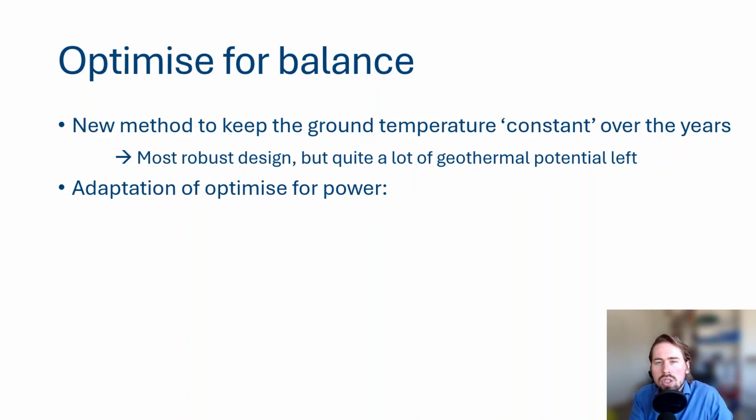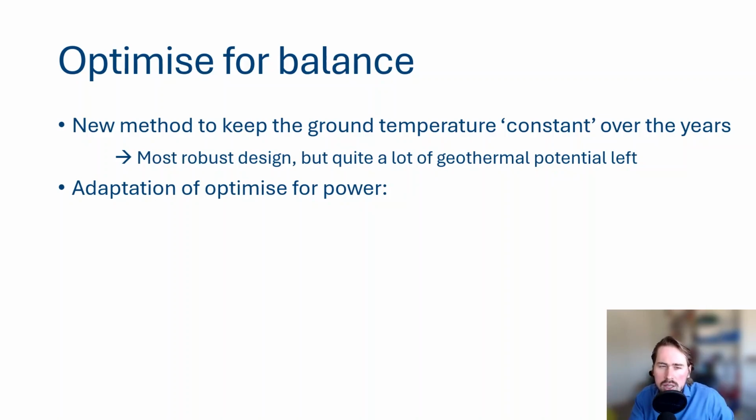The main disadvantage, however, is that there is quite a lot of geothermal potential left. Because we're not going to both temperature limits, we leave a lot of geothermal potential for power and for energy untouched, which is again a trade-off, and we will see when we go to GHEtool Cloud later in this video how this turns out.